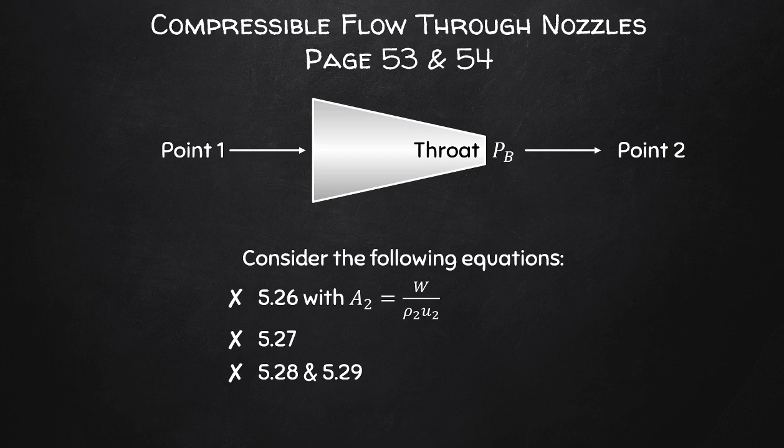So just take note of equations 5.28 and 5.29 in the handbook, which show that P1 over P2 is greater than P2 critical over P1, since the Mach number is taken to be equal to 1 in this case.